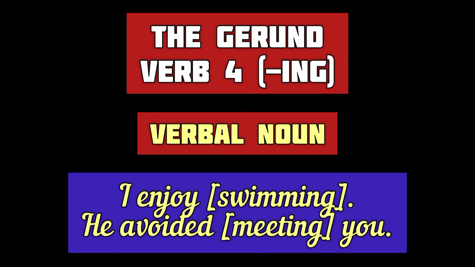But you see, the gerund swimming will not change its form even if you change the number or person of the subject I. Similarly, in the second example, avoided is a finite verb, but the gerund meeting is a non-finite verb. But make no mistake, in both these sentences, swimming and meeting are used as the objects of their respective verbs. So they are nouns here.